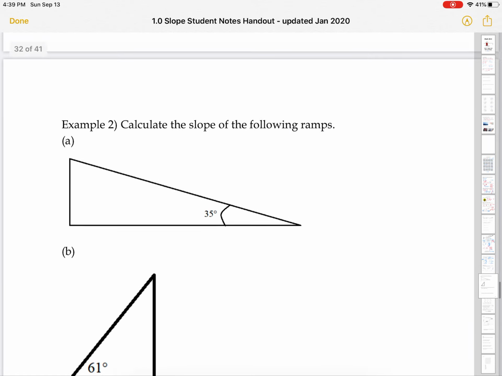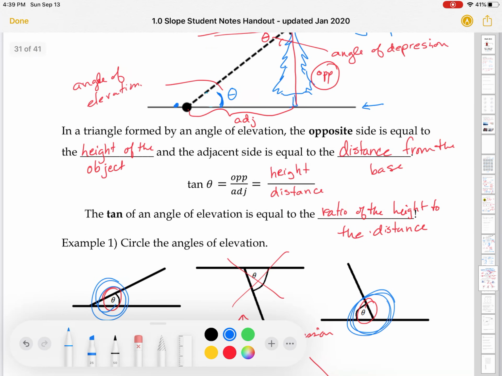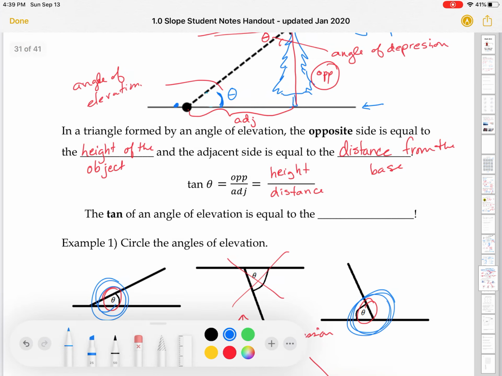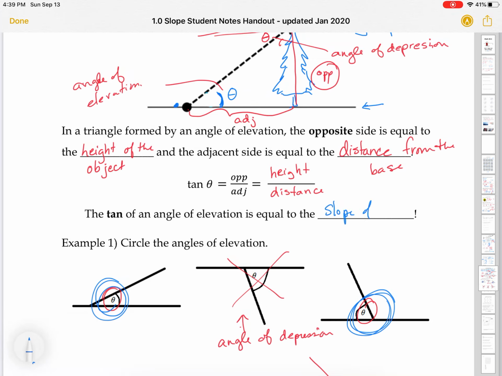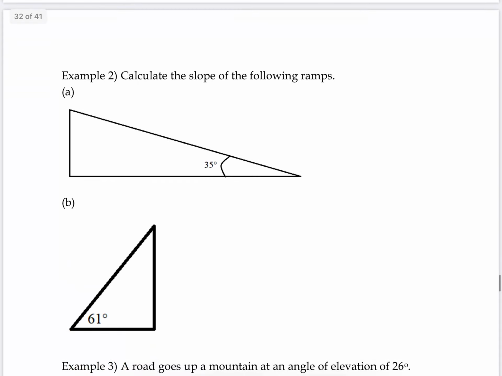Now, oh sorry, I know what it means now. The tan is equal to, well, we're doing slope, the slope of the hypotenuse. Because it is going to be rise, the height of the tree is the rise, over the run, which is the distance from the tree. Okay, sorry, I'm making this video on Sunday afternoon and I'm very brain tired.